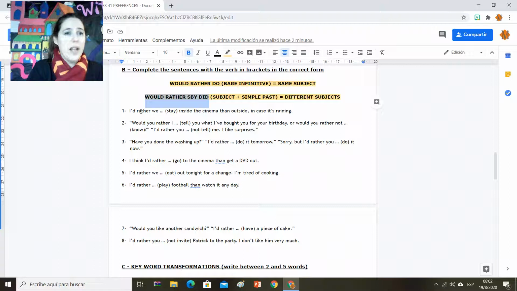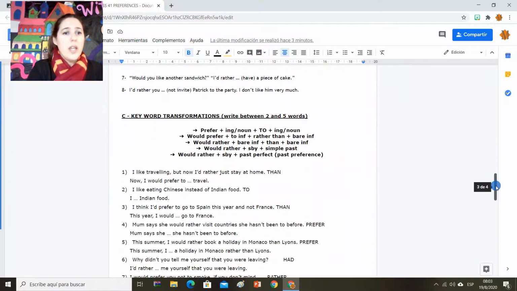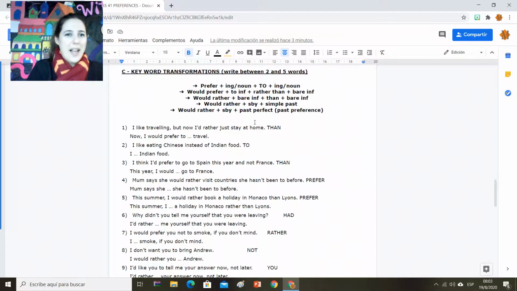For example, I'd rather we stayed. Would you rather I told you? Or would you rather not know? ¿Okay? O preferirías no saber. I'd rather you told me. ¿Okay? Cada vez que aparece una persona, simple past. Si no, bare infinitive. Keyword transformation.